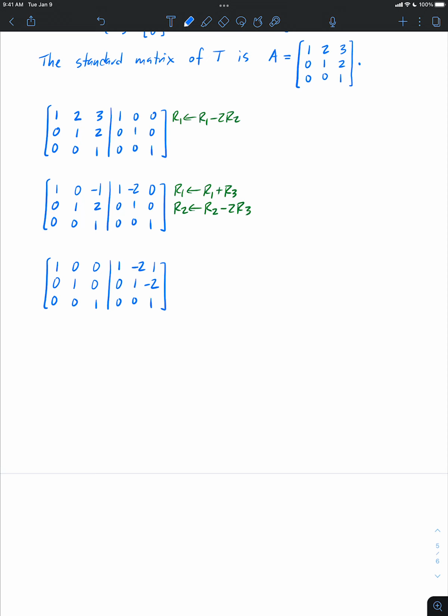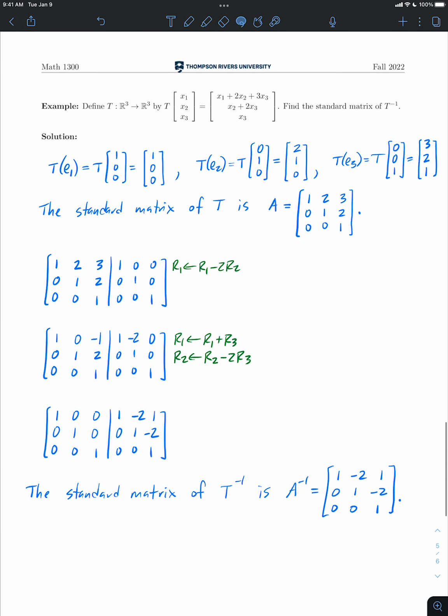So that means we can say the standard matrix of T inverse is A inverse, which we just found to be this 3 by 3 matrix over here, 1, negative 2, 1, 0, 1, negative 2, and 0, 0, 1. By the way, I just want to take a moment, this is done. We've completed this now. This is what was asked for.